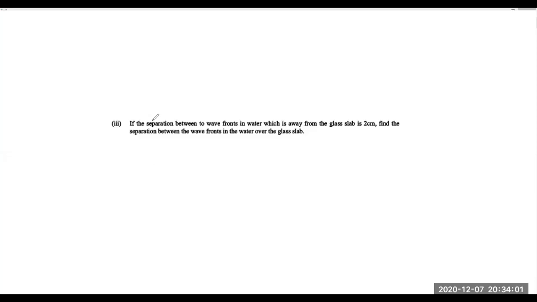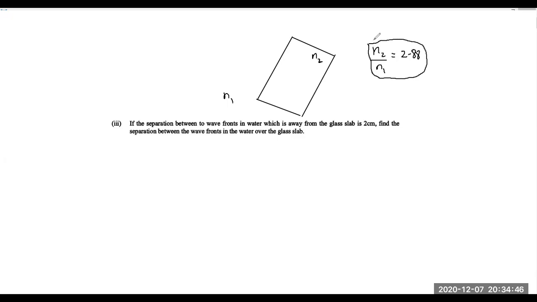The last part. If the separation between two wave fronts in water, which is away from the glass slab, is 2 centimeters, find the separation between the wave fronts in the water over the glass slab. So it was like this now, the glass slab. This is the glass slab. Above the glass slab, it is shallow and we took it as N2, and here we took it as N1, and we just found out N2 over N1 is actually 2.88. That is the ratio. So here they are saying the gap between the wave fronts is 2 centimeters.